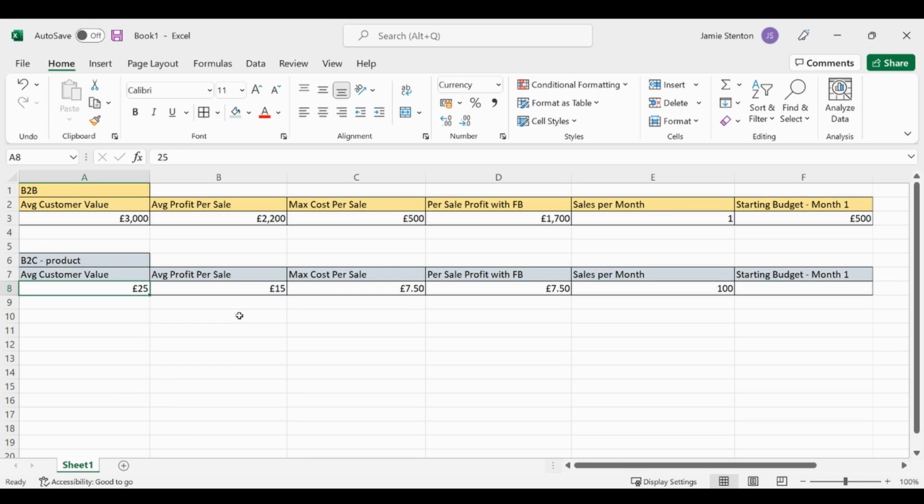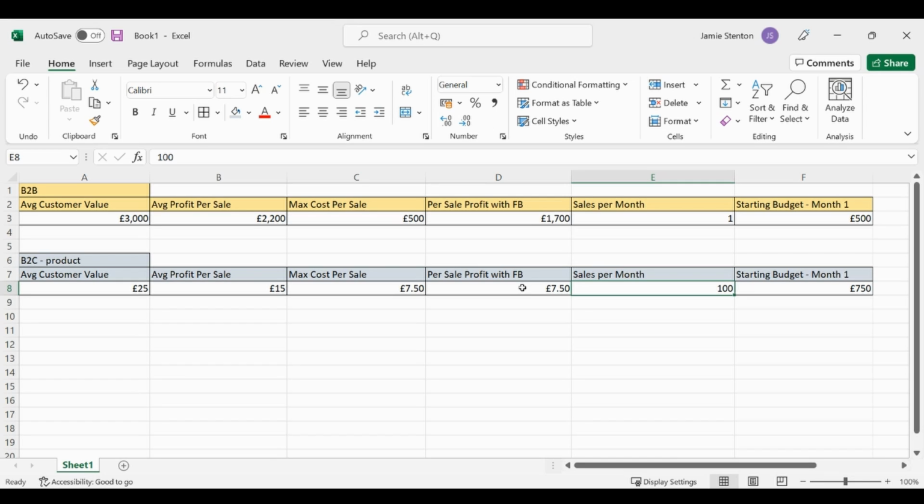Let's say it's half of that. And then how much to make it really worth it? Maybe 100 sales a month, so I'm left with £750. Okay, well, in this example, perhaps you want to be looking at a starting budget of £750, because then you can look to achieve your 100 sales with a maximum cost per sale of £7.50, and you can go for a month one starting budget of £750.